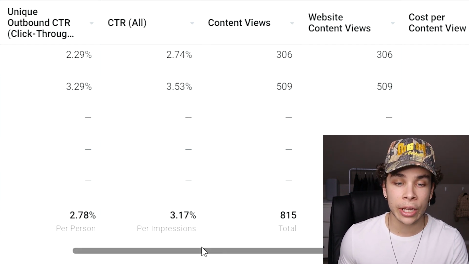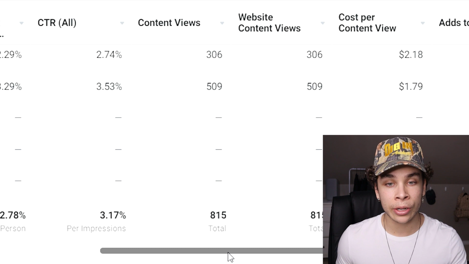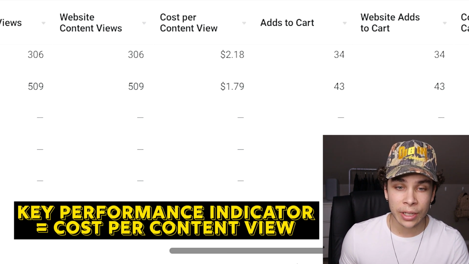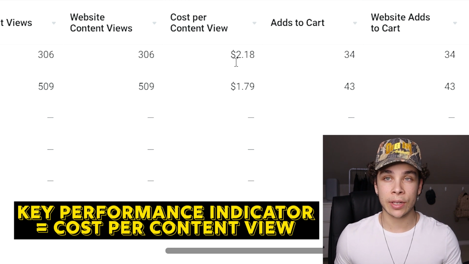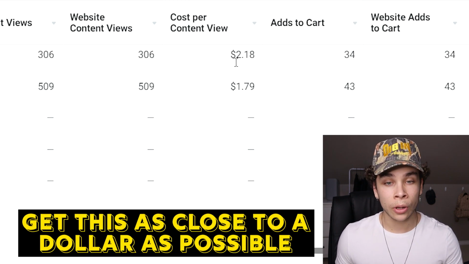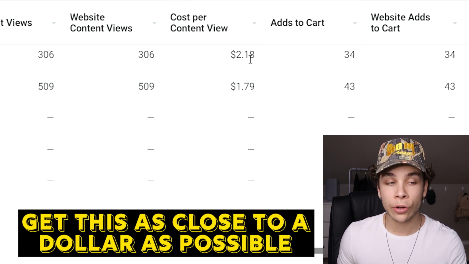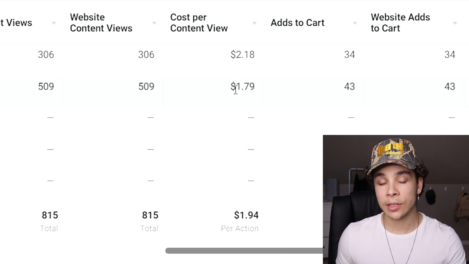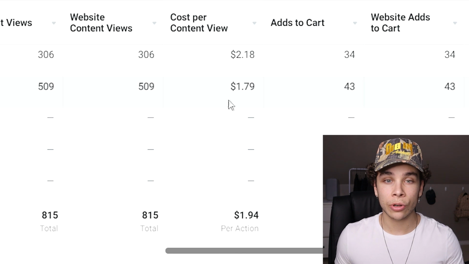But as we carry along here, the next key performance indicator that I like to look at is my cost per content view. Typically I want to get this as close to $1 as possible, but as you can see, it's very high. It's $2.18 here and $1.79. And likely that's because of the CPM, so there isn't too much I can do around that.